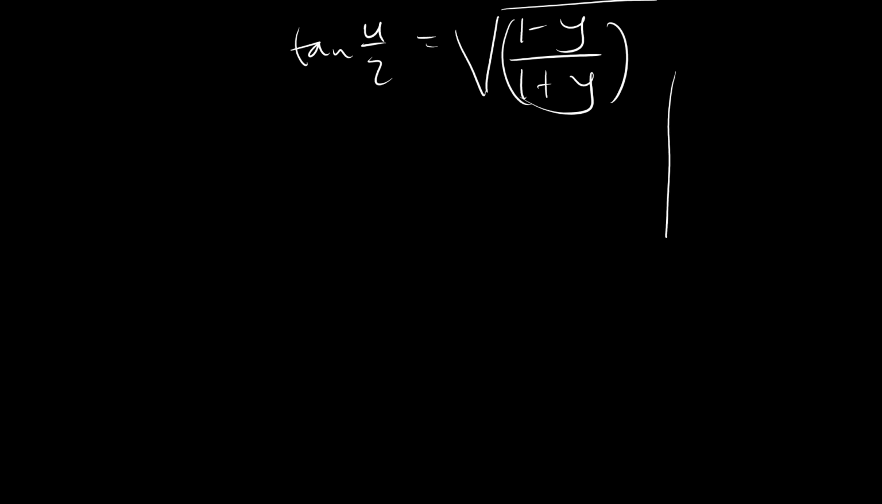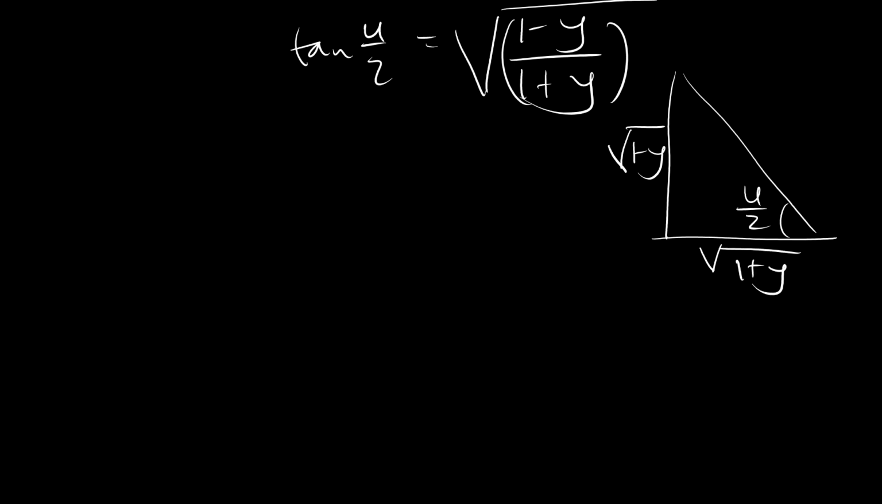And so if we have a triangle here, and the base angle is u over 2, it means the tangent, being opposite over adjacent, means the opposite will be the square root of 1 minus y. The adjacent would be the square root of 1 plus y. And so the hypotenuse is going to be the square root of opposite squared plus adjacent squared, and so this cancels, which is equal to the square root of 2.